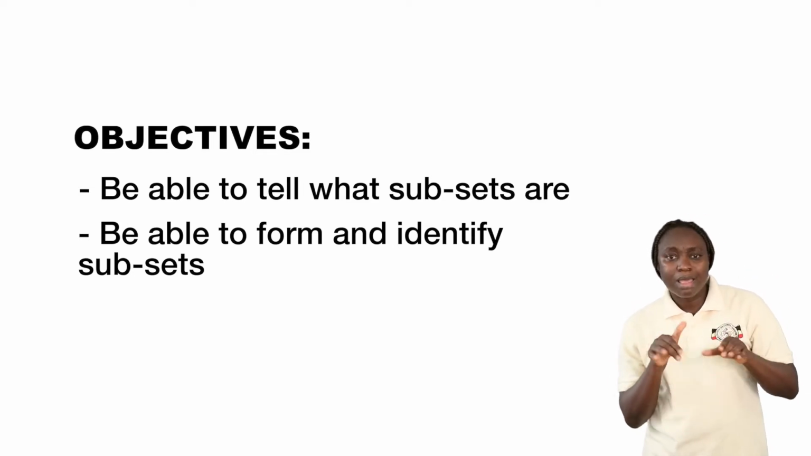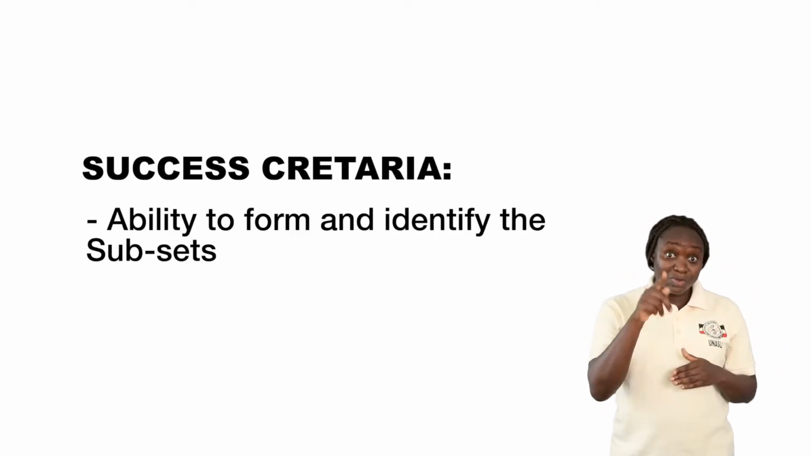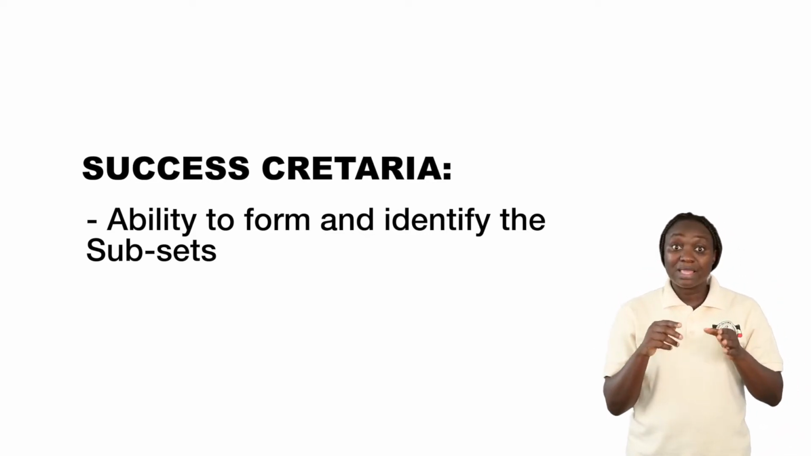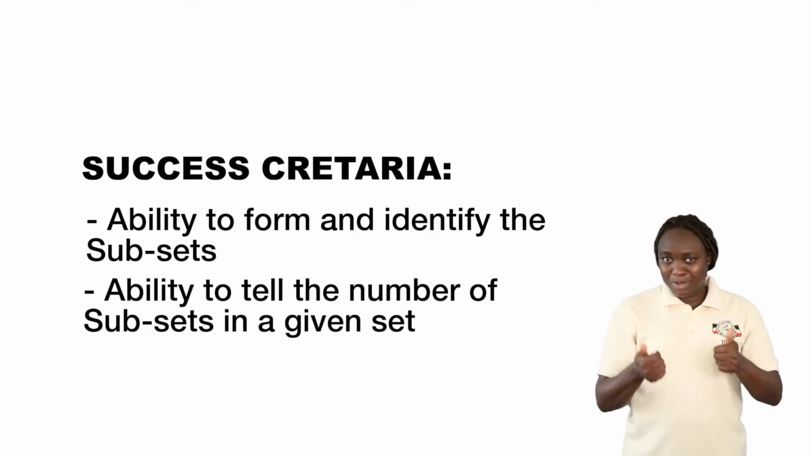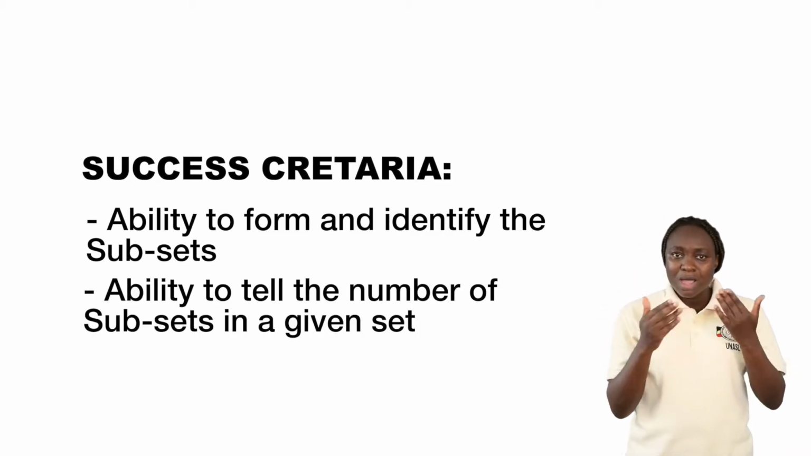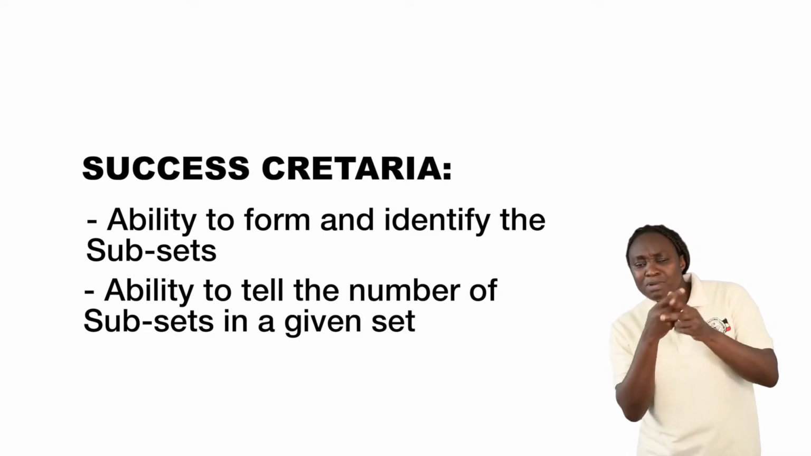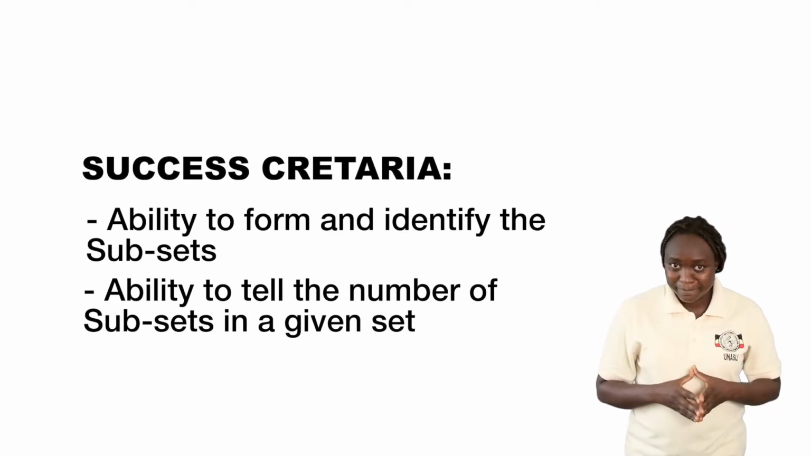How shall we measure that we have achieved these objectives? When we form and identify the subsets, this will mean that we have achieved that objective. If we can also tell the number of subsets in a given set, it will then mean that we have achieved that objective of telling the number of subsets.